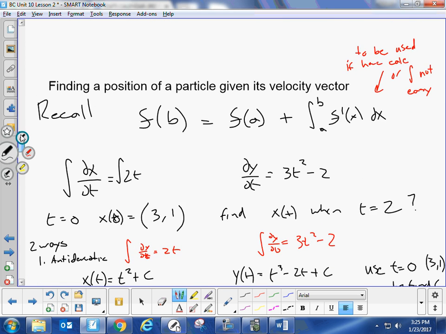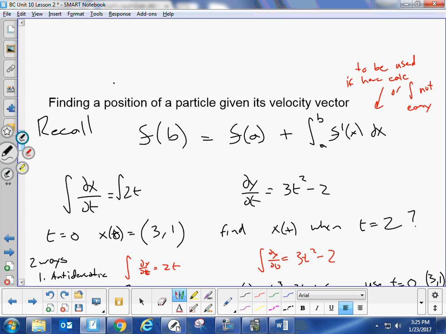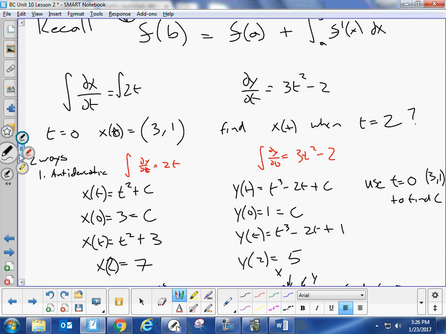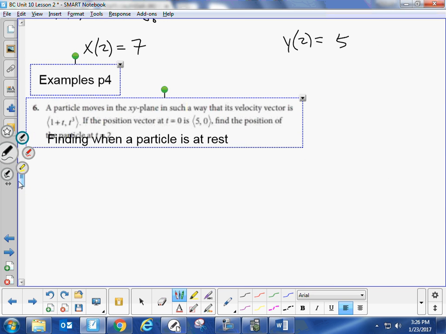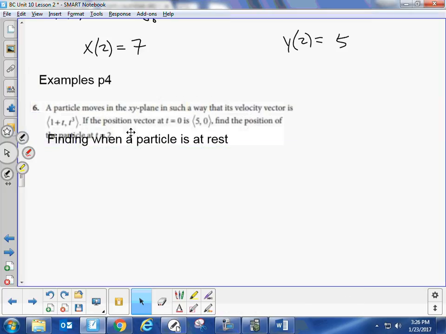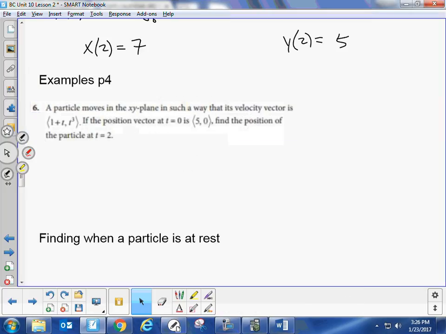Okay, and if you remember, this just comes from the integral from a to b under f prime is the change in its antiderivative. Such an important rule, they called it the fundamental theorem of calculus. Okay, go ahead and do this example number 4, page 4, number 6.